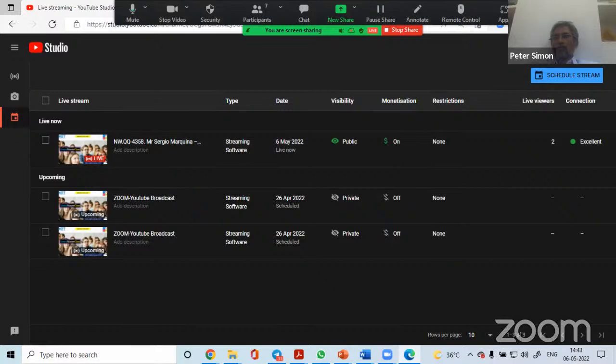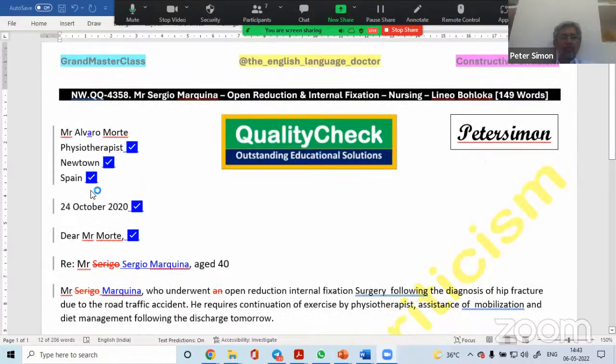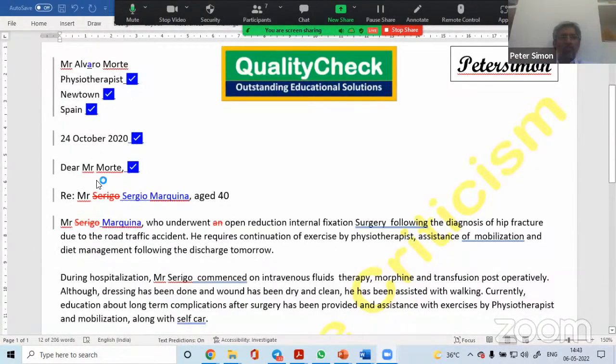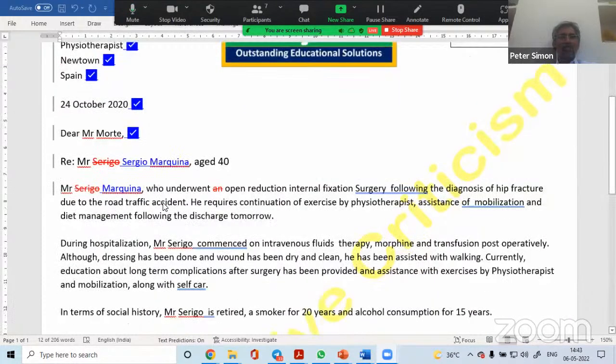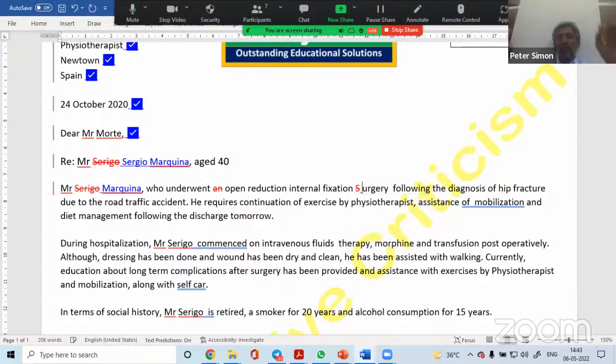So, Alvaro Motto, physiotherapist, Newtown, Spain, 24 October 2020. Dear Mr. Morty, regarding Mr. Sergio Marquina. Two names you have to write, it is a must. If something is wrong in the case notes, that is not your problem, but it's still important for you to know that there must be two names. And then Mr. Marquino, who underwent an open reduction internal fixation surgery. Why did you write a capital letter here? Don't you know that you should not write capital letters in between unnecessarily?